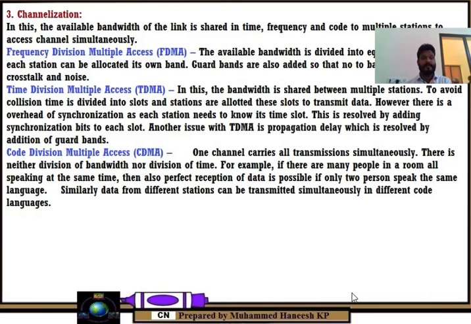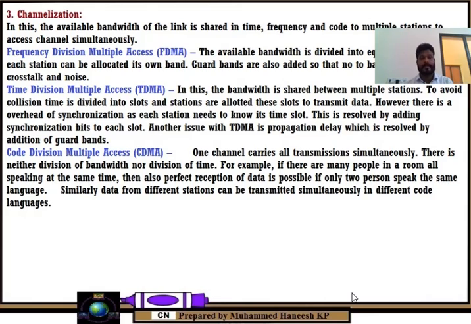First one, FDMA, that is frequency division multiple access. The available bandwidth is divided into equal bands so that each station can be allocated its own band. Guard bands are also added so that the bands do not overlap, to avoid crosstalk and noise.